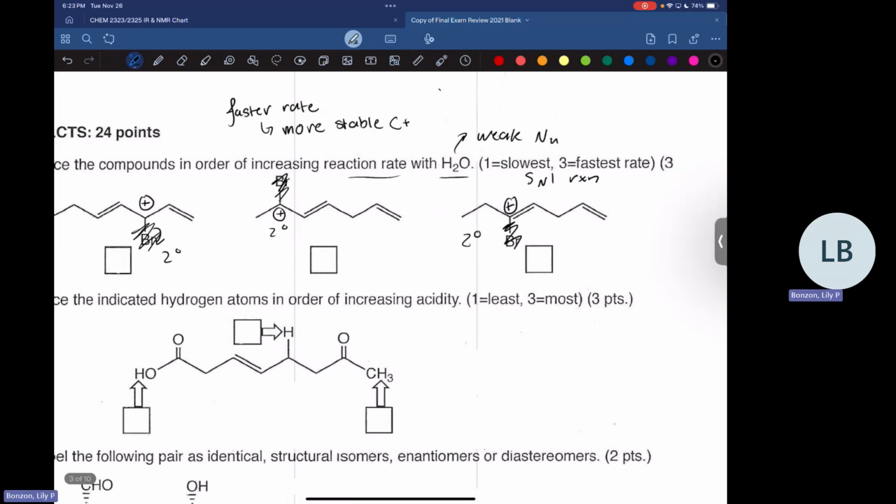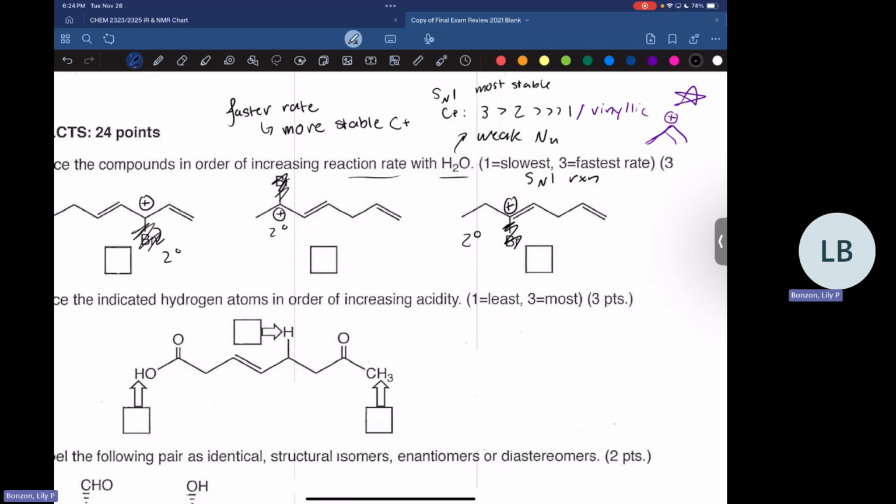So for SN1, and for carbocation stability, it's going to be tertiary is the most stable, then secondary, and then much, much less stable would be primary or vinylic carbocations. Remember, a vinylic carbocation is one that's directly on a double bonded carbon.